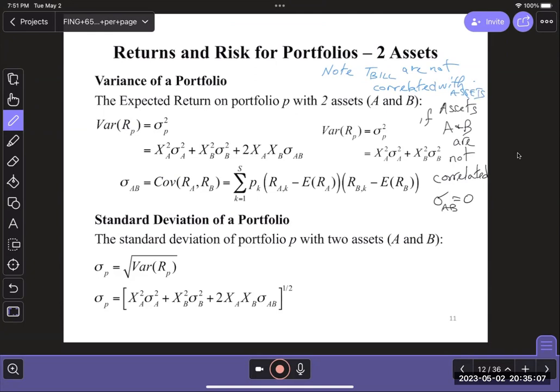T-bills are not correlated with risky assets because, in our assumptions, T-bills are the risk-free asset. They have no volatility, so they don't vary. No matter what's happening, T-bills will pay their constant return. So T-bills are not correlated with risky assets. That's just an example. In our case, I showed you they were negatively correlated, so this term does exist, and you'd have to calculate it.